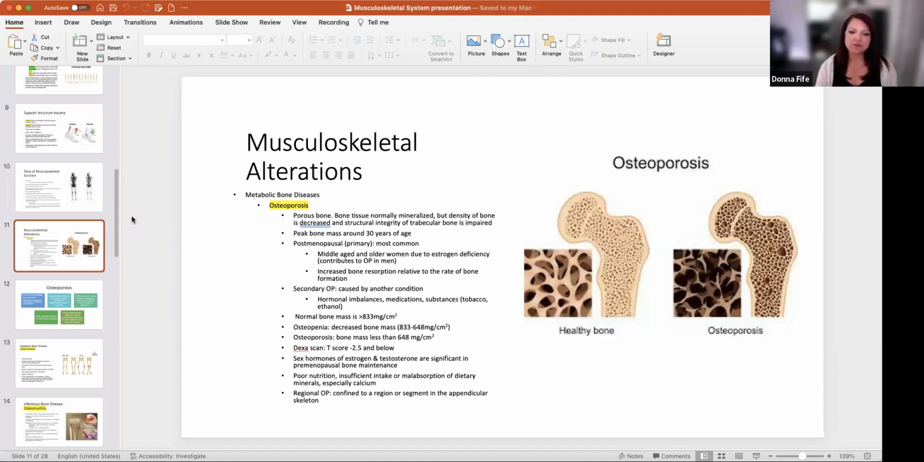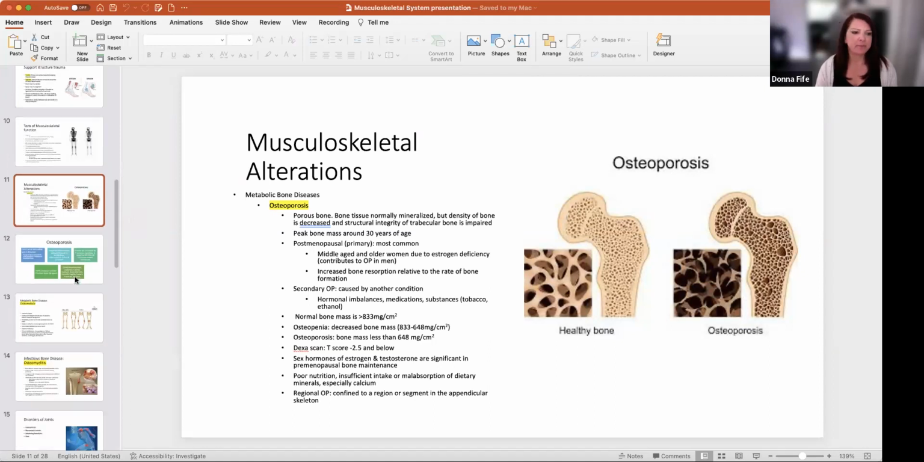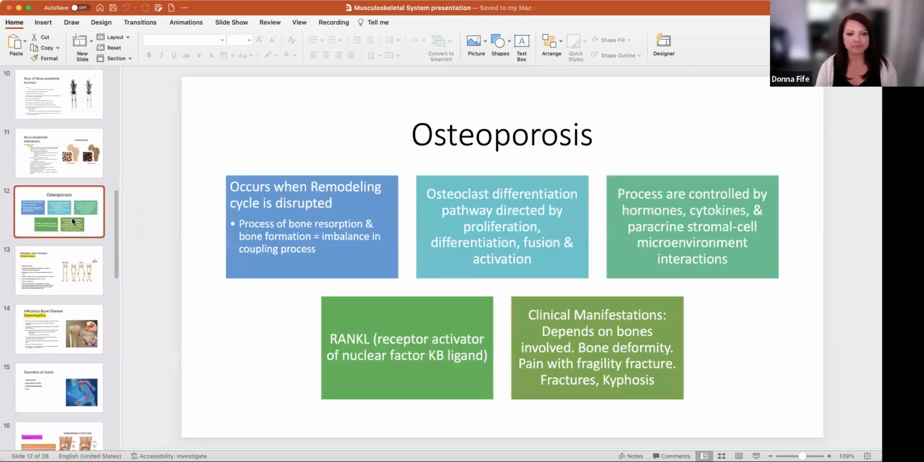Sex hormones of estrogen and testosterone are significant in premenopausal bone maintenance. Poor nutrition, insufficient intake or malabsorption of dietary minerals, especially calcium, contributes to osteoporosis. And a patient may even have regional osteoporosis, which is confined to a region or segment in the appendicular skeleton. And the picture here is just showing the differences between the bones.